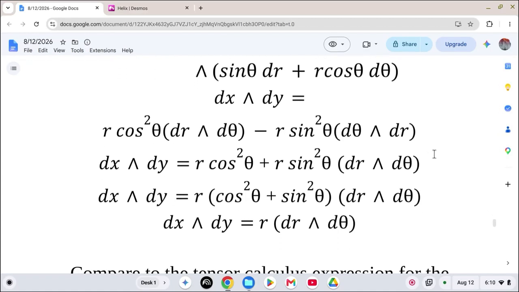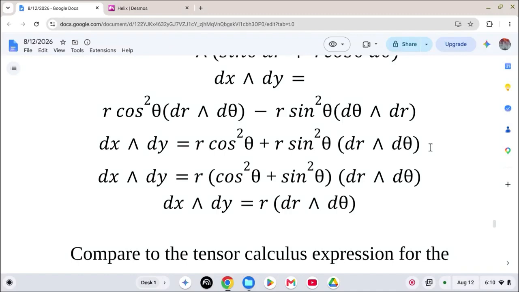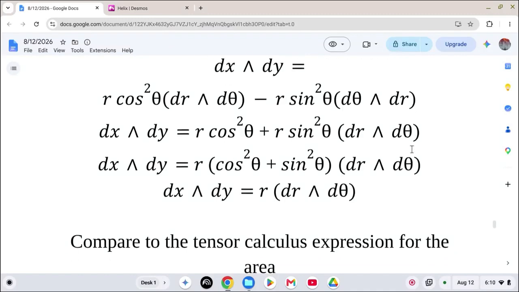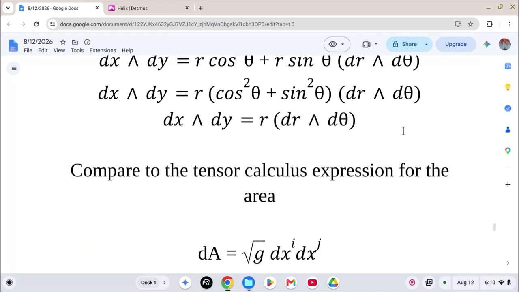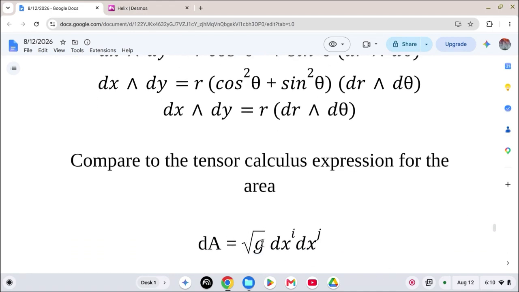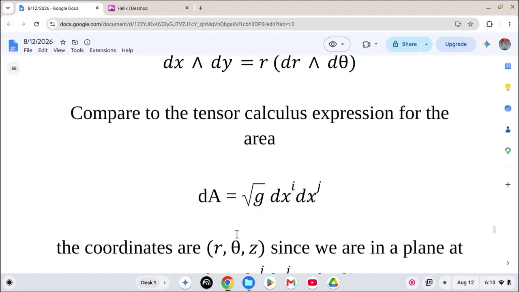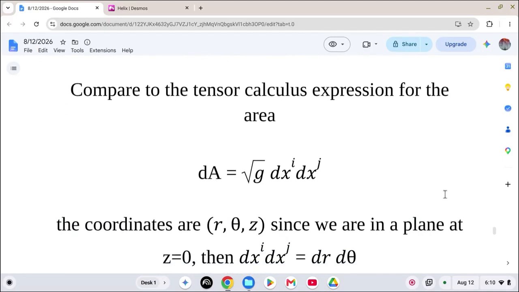Now, how does that compare with what we already know how to do? From tensor calculus, we found an expression for the area element, right? It looked like this. dA equals the square root of g, the square root of the determinant of the metric tensor, dx^i dx^j. Okay? So our coordinates are r, theta, z, and since we're in a plane, it's just r and theta because z is a constant, right? So dx^i dx^j just becomes dr d theta.